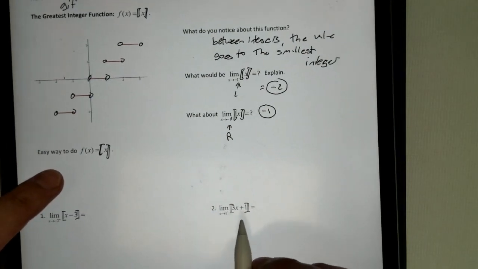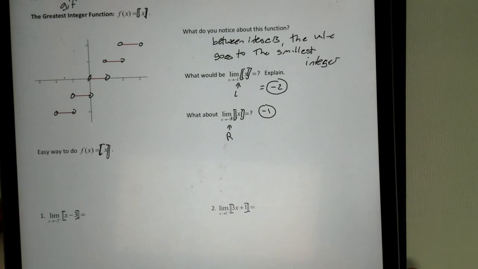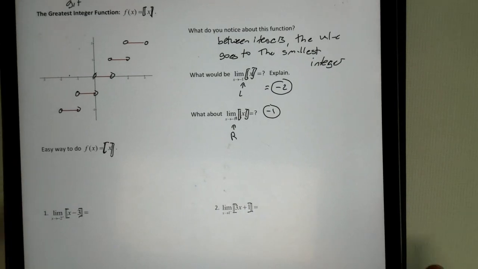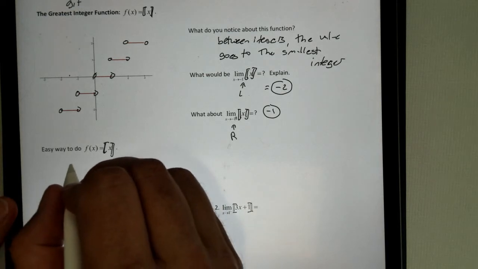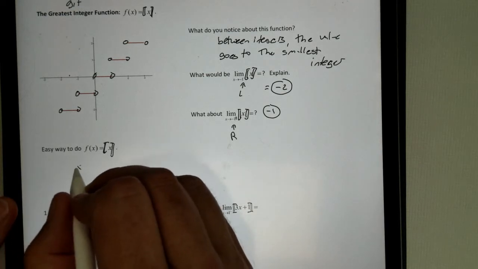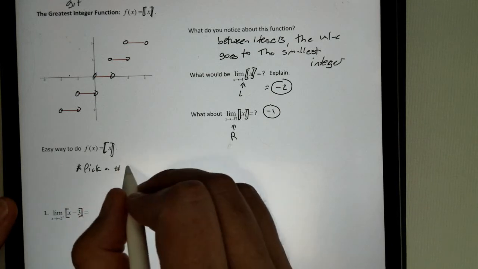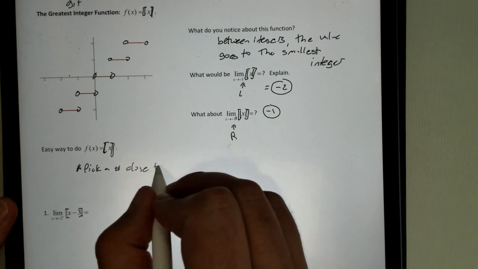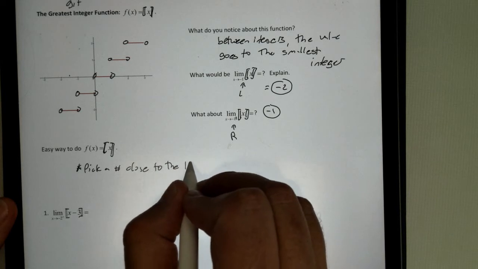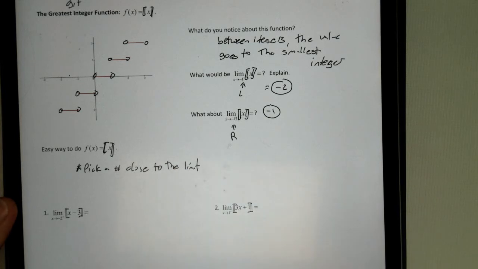Now, we could look at these graphically, but some of you may remember, like example number 2 here, sometimes these are not easy to graph, or it just takes too much time. So here's what I'm going to tell you to do. The easy way is to just pick a number close to the limit. Let me show you what I mean.